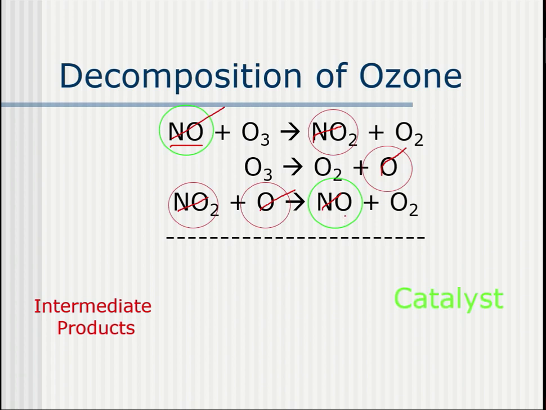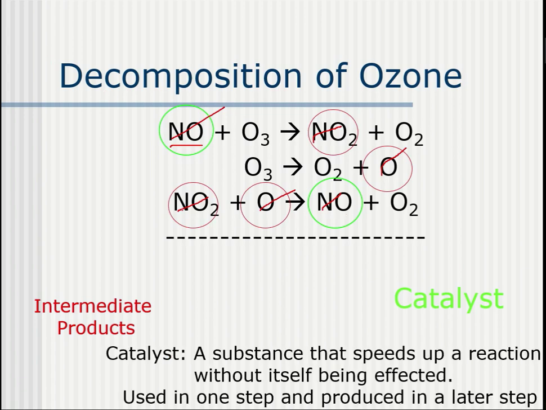Pollution will speed up the decomposition of the ozone layer. Nitrogen monoxide will speed up the breakdown of the ozone layer by acting like a catalyst. Any substance that speeds up the reaction by being used in one step and being produced in a later step, that's kind of like the backwards of an intermediate product. It is used in one step and then kicked back out in a later step. That is a catalyst. And there's my overall reaction.